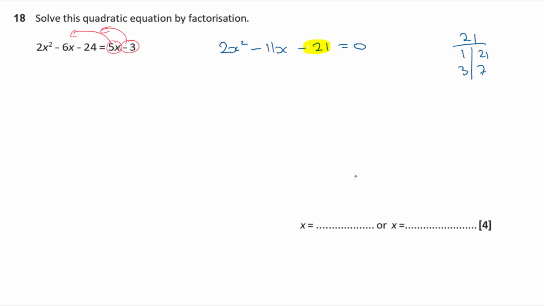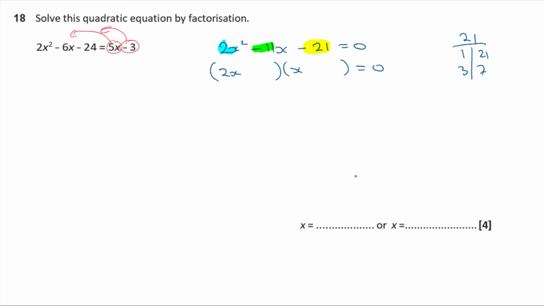Now, I'm going to have 2 brackets that this factorizes into. Okay? Now, because I've got a 2x at the beginning, I'm going to have a 2x and an x here. So that 2x times x gives me 2x squared. Now, I need to pick a pair of numbers, either 1 and 21 or 3 and 7, to put in these brackets, and I'm going to try and get minus 11 in the middle. Okay? Sometimes it's a matter of trial and improvement. You try a pair until you get one that works.